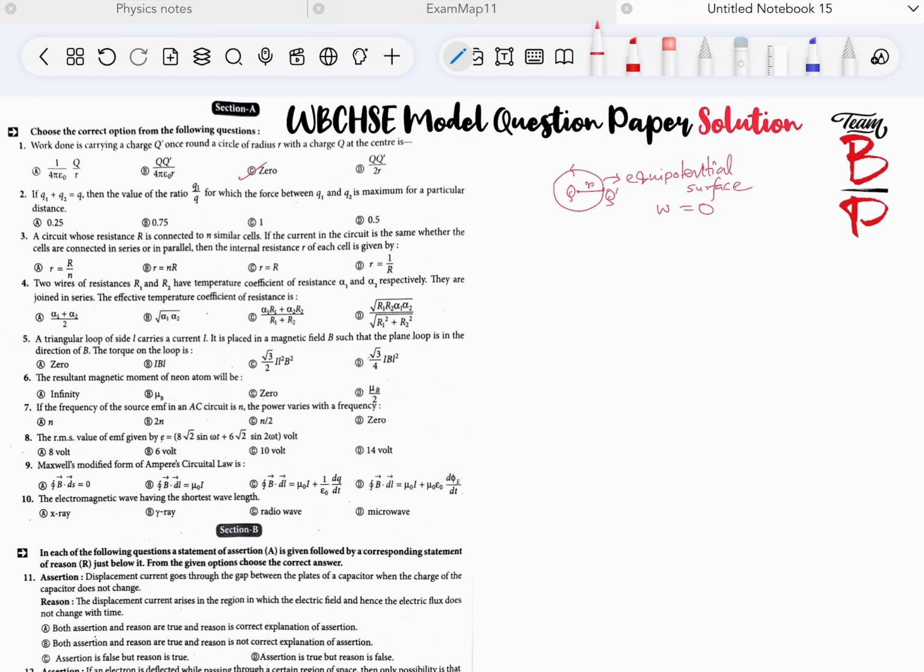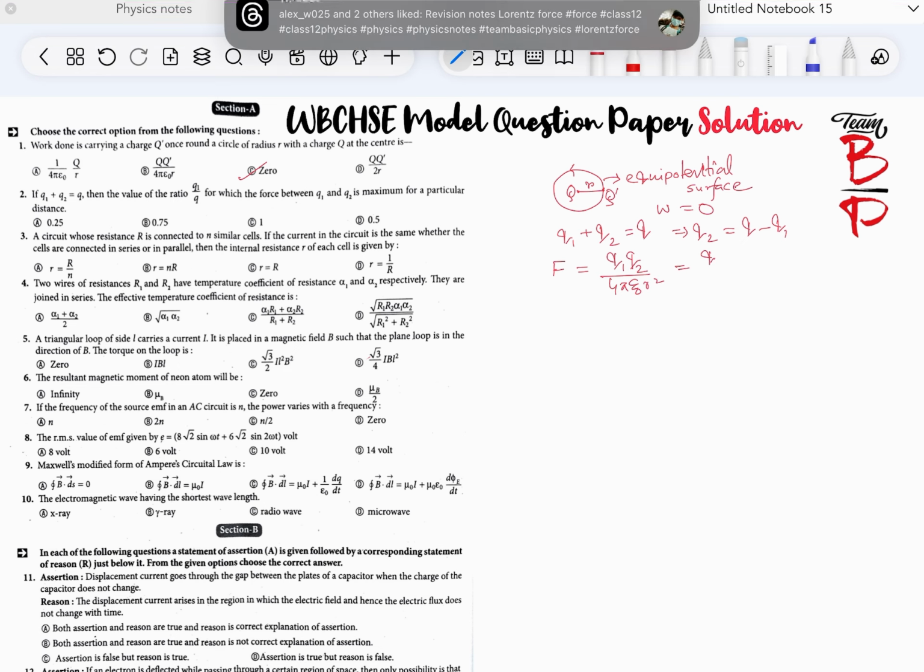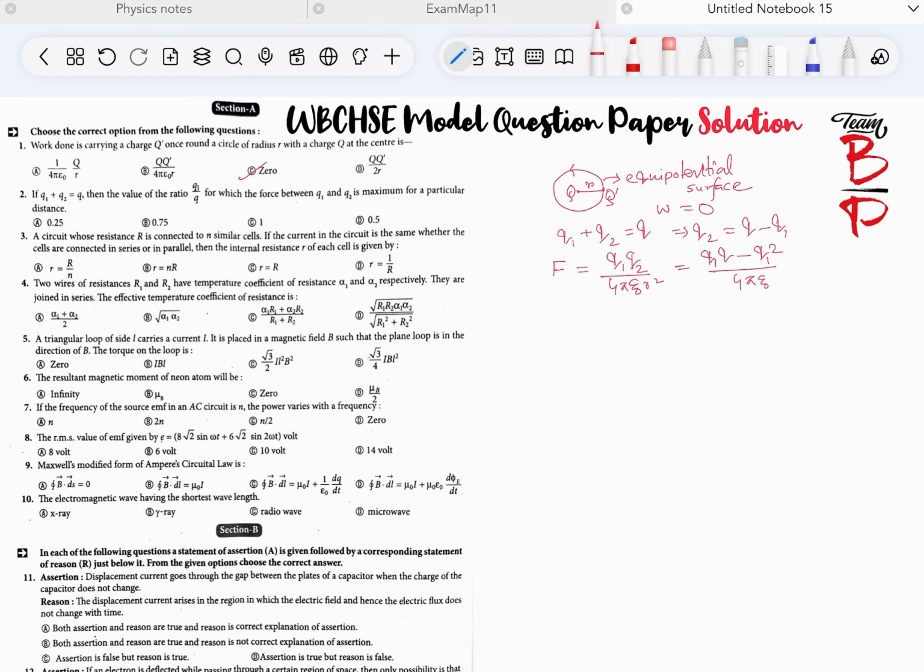Now question number 2. If Q1 plus Q2 is Q, then the value of ratio Q1 by Q for which the force between Q1 and Q2 is maximum. Okay, now force is maximum. Given that Q1 plus Q2 equal to Q, so we can write Q2 equal to Q minus Q1. So then force F equal to Q1 into Q2 by 4 pi epsilon 0 r square. That means it will become Q1 into (Q minus Q1) by 4 pi epsilon 0 r square.